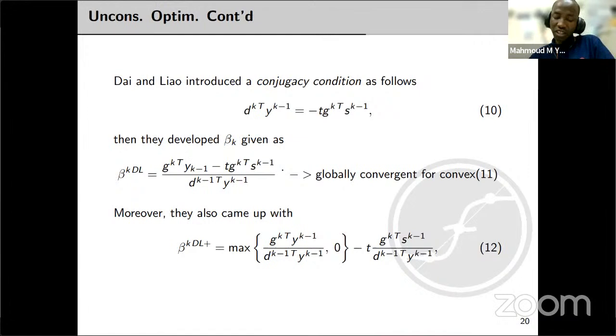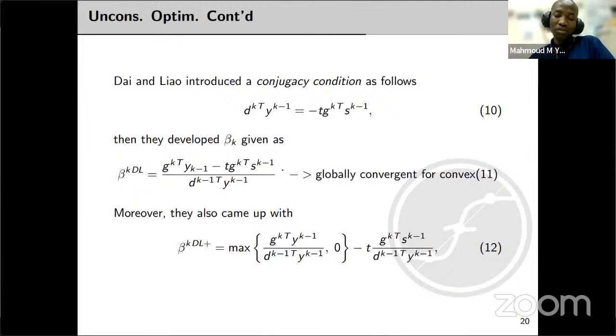He then decided to propose these variations stated in this equation number 12. So we were motivated by this work, and we are also motivated by the fact that the CD method has, as I mentioned, various advantages with regards to the non-monotone line search algorithms or schemes that one can use, and also its simplicity in implementation.